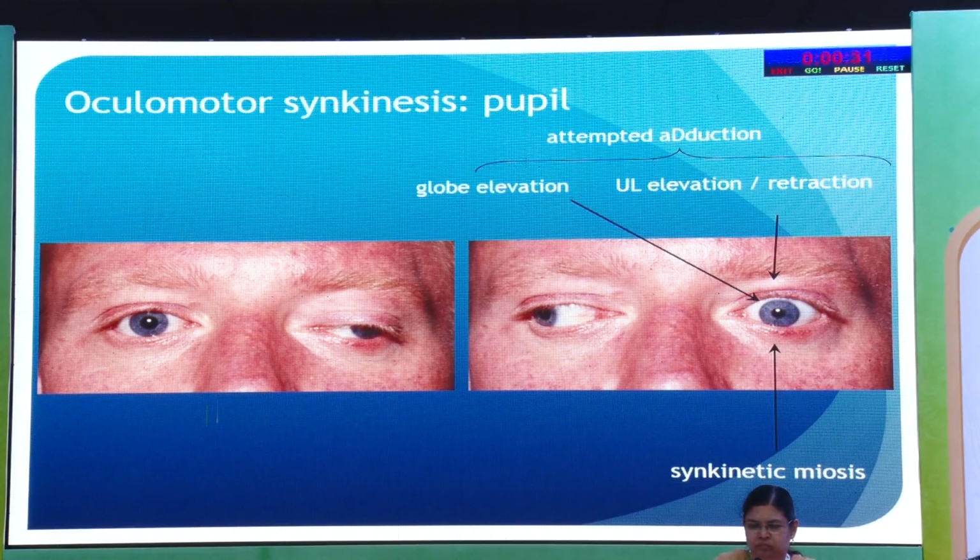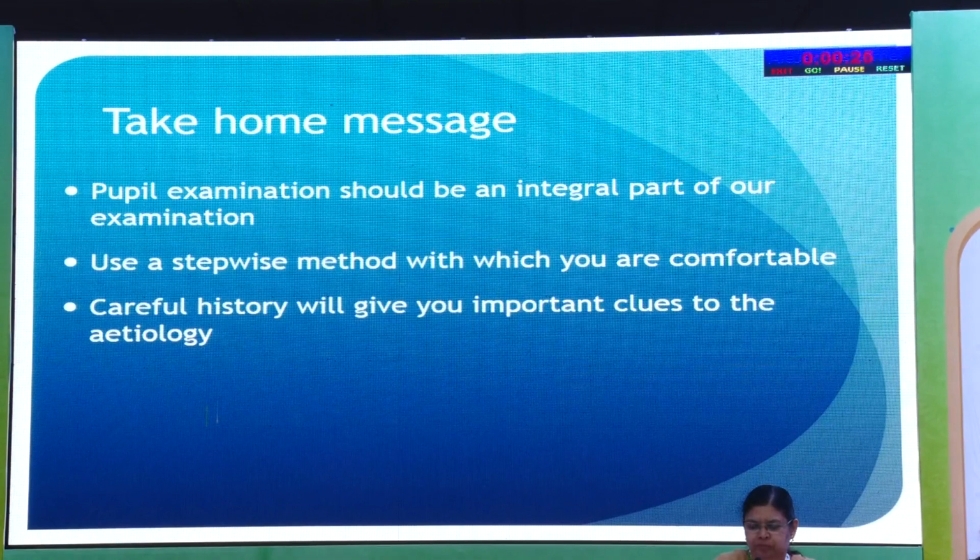So this is one of the other features of aberrant regeneration of the third nerve. You can get a synkinetic miosis as well, in addition to the lid retraction, which you can see here quite nicely. So take home message, pupil examination should be an integral part of your examination. And as the chair mentioned, if you dilate the patient, just bring the patient back another day and check the pupil reactions again. Use a stepwise method. A careful history will give you important clues to the possible etiology. Thank you.